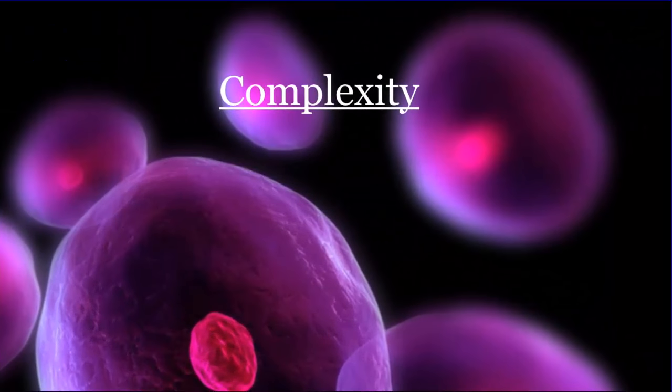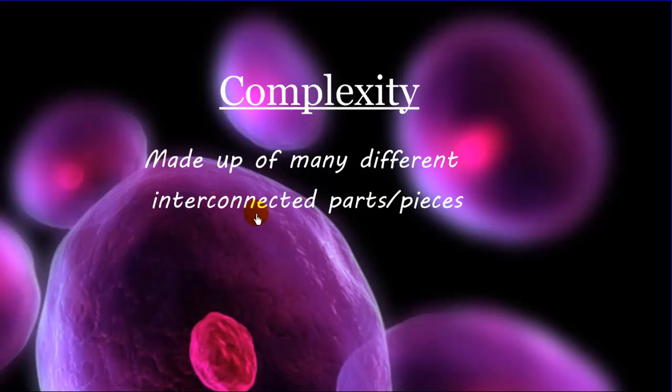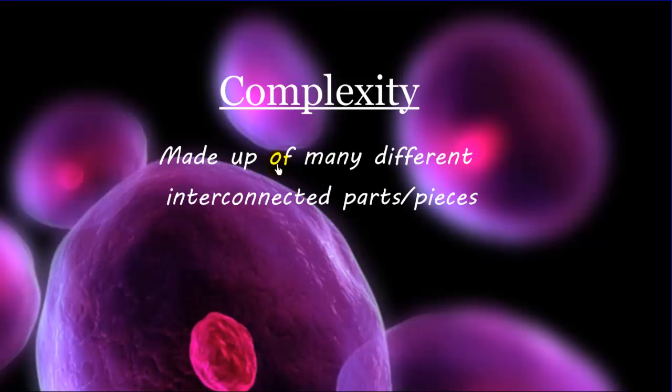The word complexity means to be made up of different interconnected parts or pieces. If something is complex, it has high complexity, it's made up of lots of different pieces that are interconnecting and working together. If something has a lower level of complexity, it is made up of a lot less of these different interconnected parts or pieces. It's much more simple.